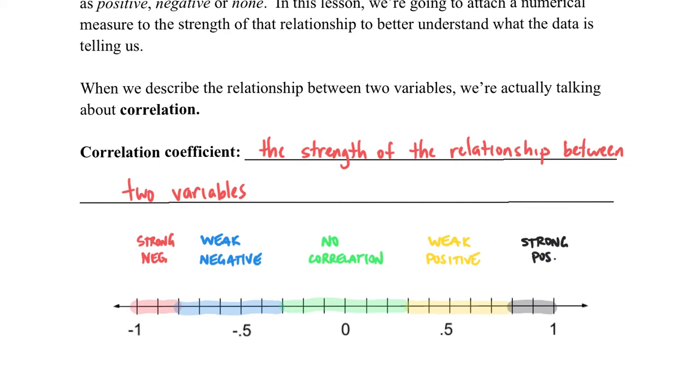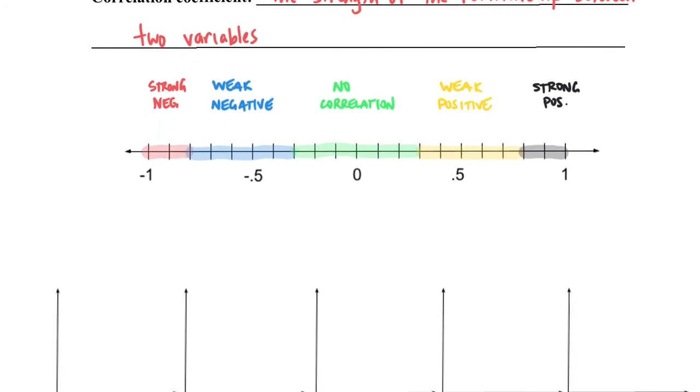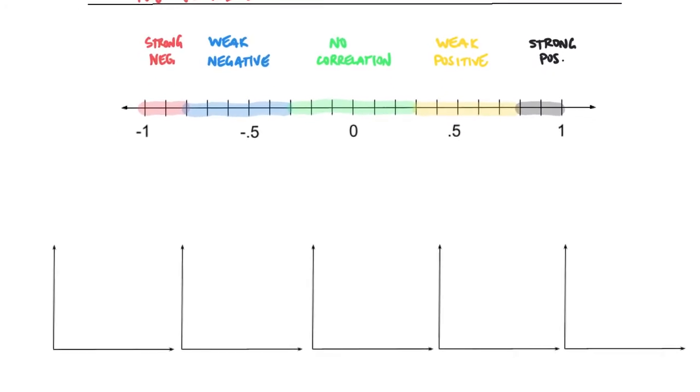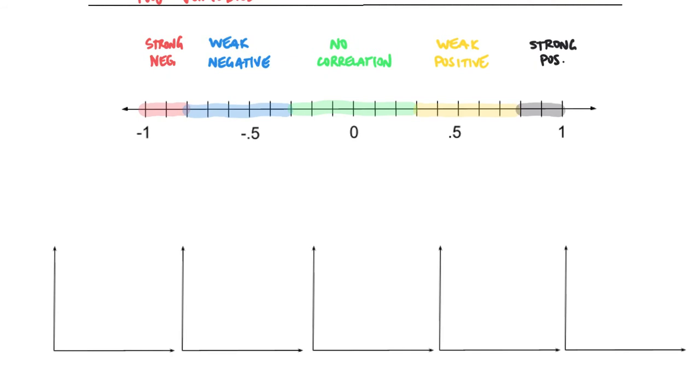Okay, so what does that actually mean? We've got the strong, weak, no correlation. What does all this mean? All right, so here's what it means. Anytime you have a strong correlation, that means that the points are very, very close to the trend line. So if you had a strong negative, that would look like this.